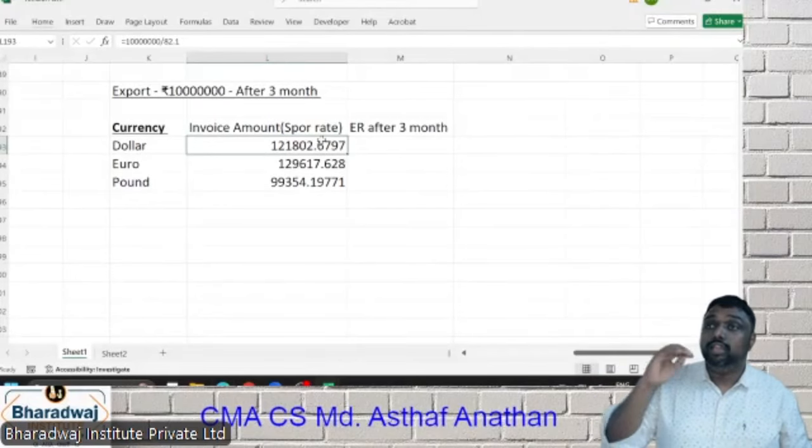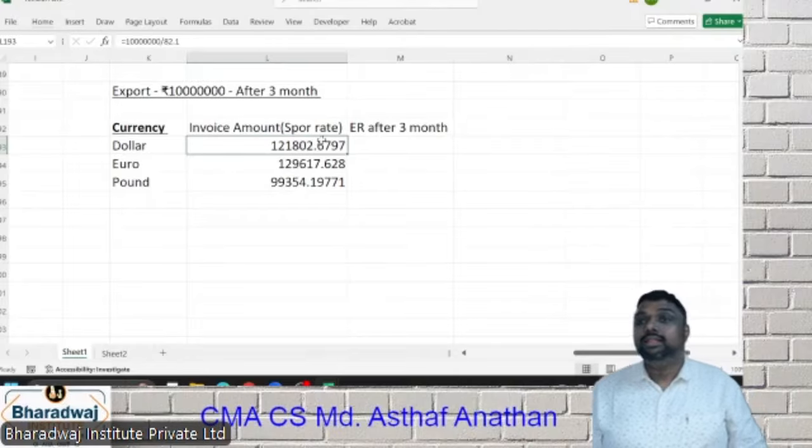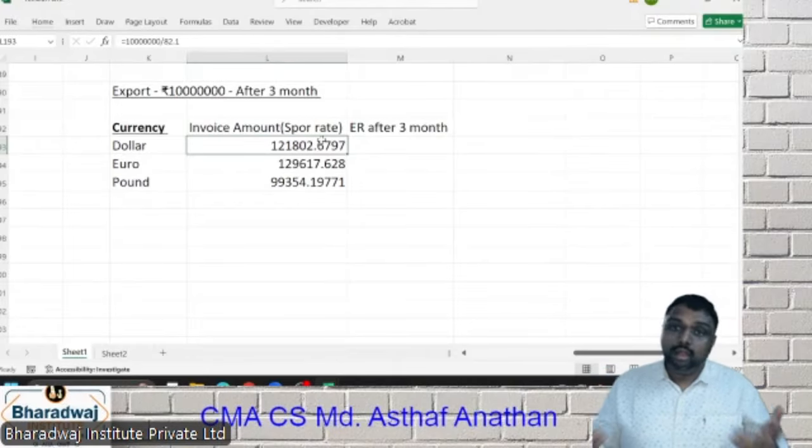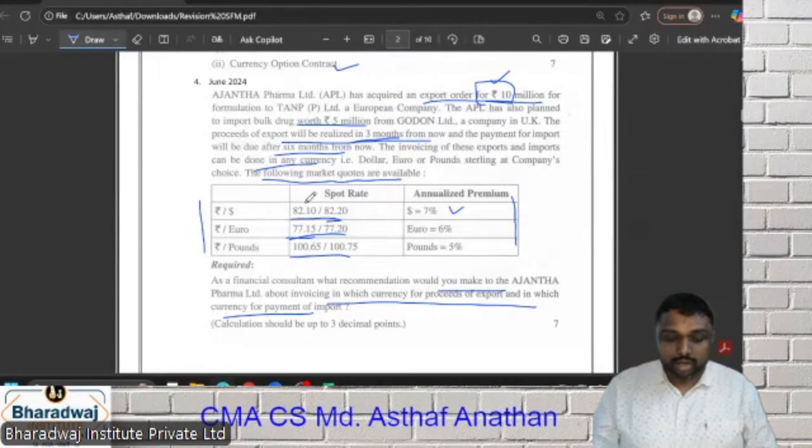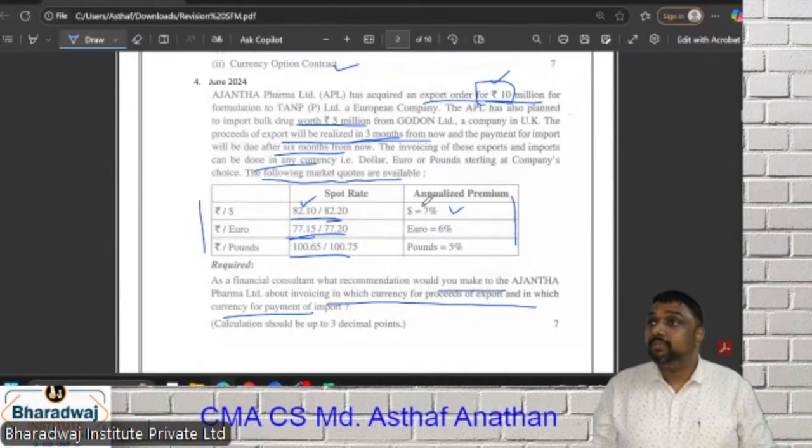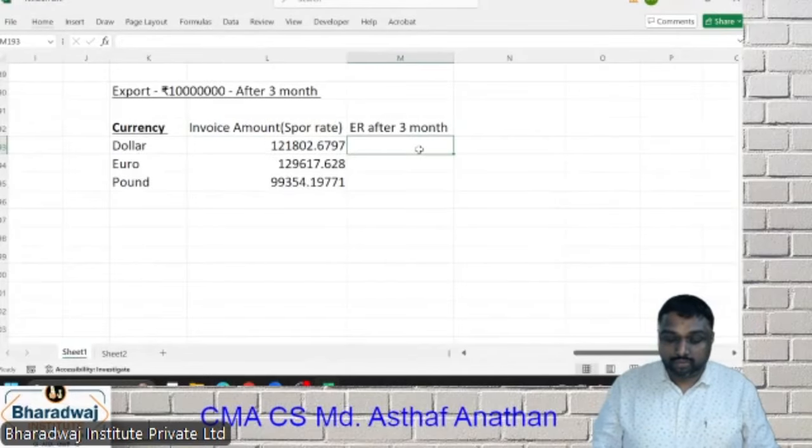So you will give to the bank. Bank is buying. The rate at which bank buys is called what? Bid rate. So bid rate is what? 82.1, 7% premium. So 7% is per annum. So what is the exchange rate after 1 month? 82.1 into 1.035. Very, very important.